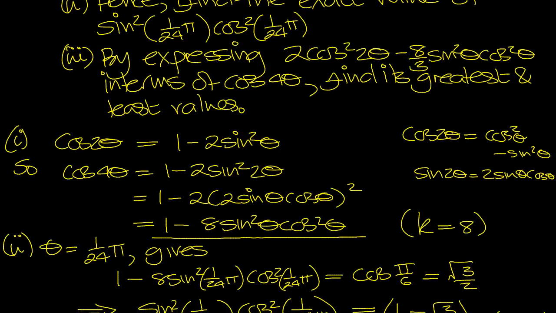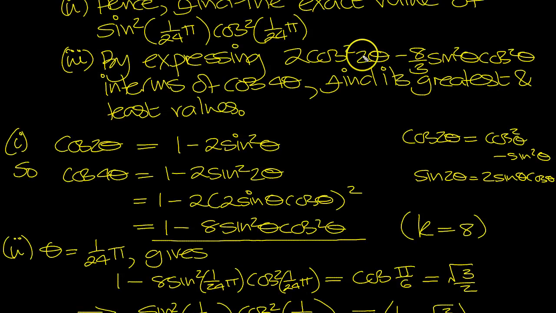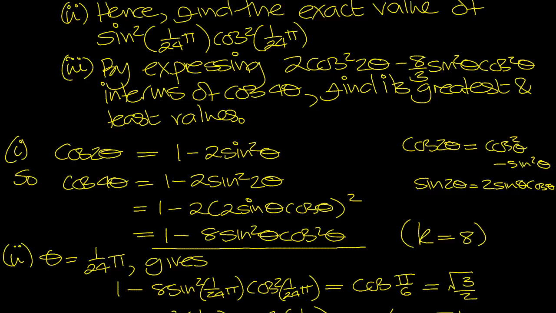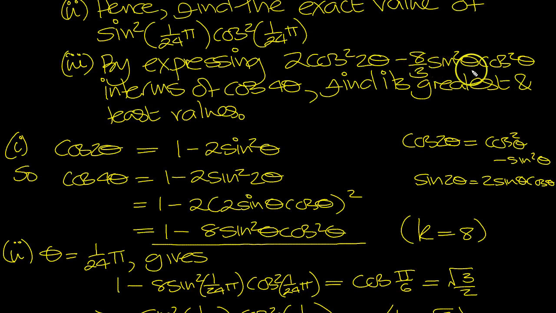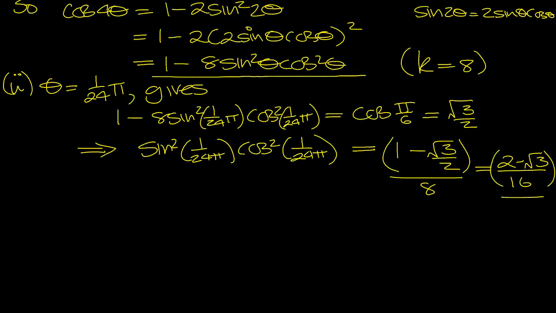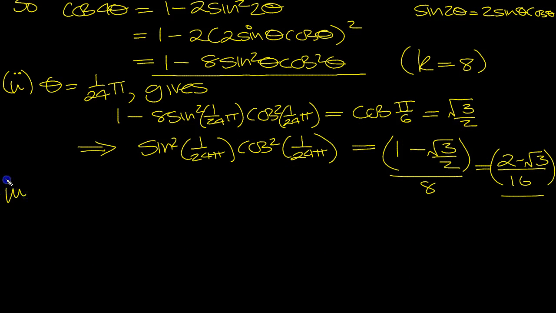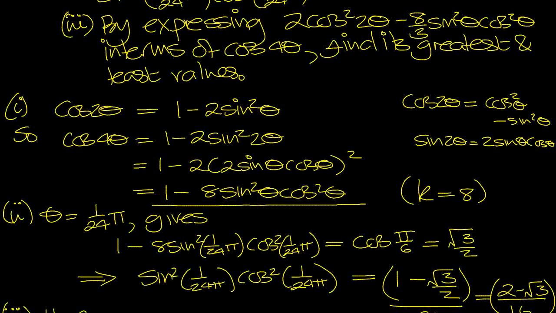By expressing 2 cos squared this minus 8/3 of this in terms of cos 4 theta. Okay, so divide by 3 and we'll be able to get cos 4 theta, won't we, for this one? And this one shouldn't be too bad as well. So part 3. Here, the answer, save us writing all out. Let's see what we've got then.